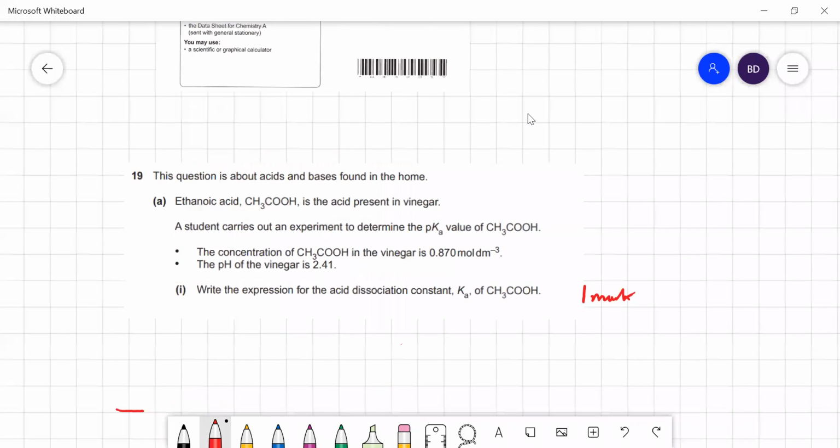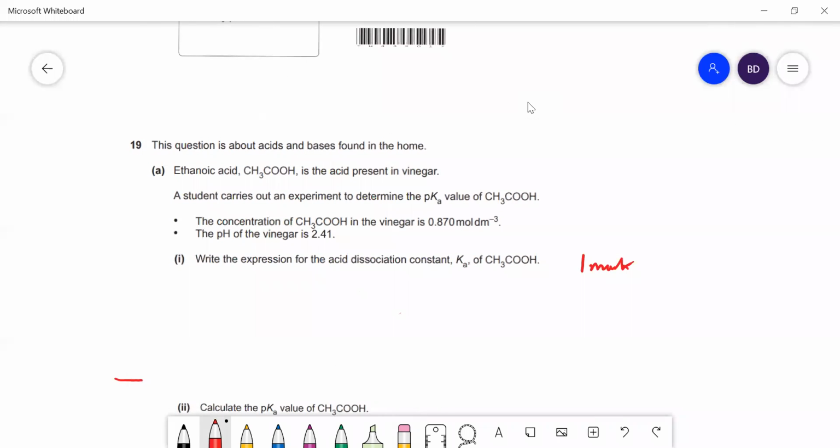This question is about acids and bases. So there's ethanoic acid. A student is going to carry out an experiment to find the pKa of the acid. Okay, so write an expression for Ka first of all.